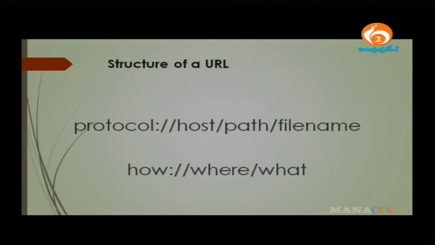Okay, and this is the structure of a URL: the protocol, then ://host/path/file name. Here the protocol means how. In the second line you can see how you want to connect, the host is where you want to connect, and then the path and file name are what you want to get. So how you want to go there is the protocol. The protocol can be HTTP, FTP, or any other protocol.